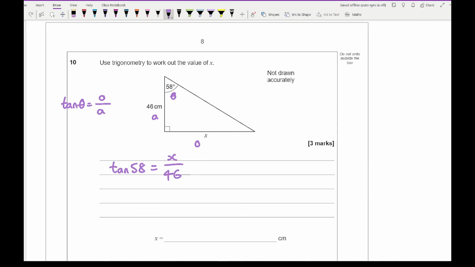Now to get x by itself, all I need to do is take the 46 and multiply it. So 46 multiplied by tan 58. And if I type that all into my calculator, I get an answer of 73.61538834.